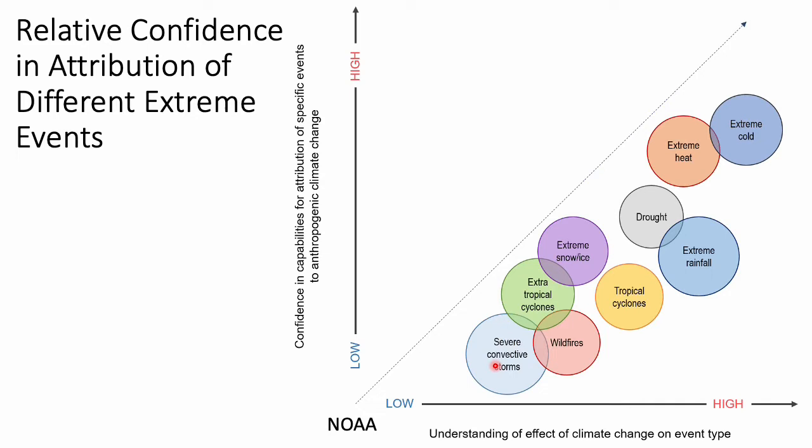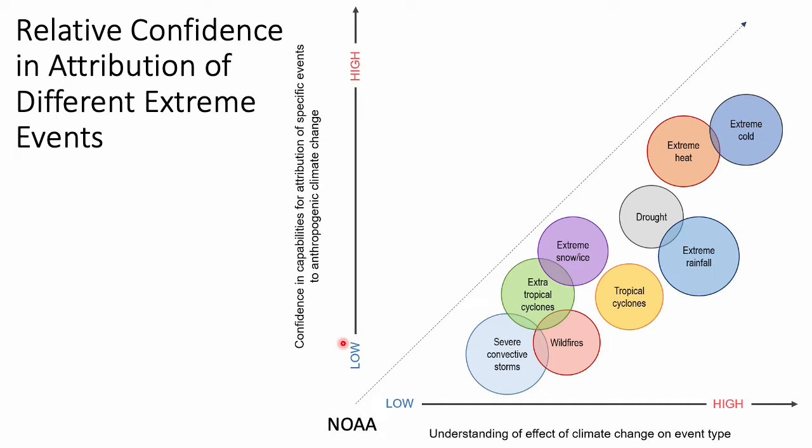So what is shown here is a graphic from NOAA. The further right you are, the better an understanding we have of how climate change affects a specific extreme event, and the higher you are on the y-axis, the more confidence we have in the human contribution to changes in this extreme event.